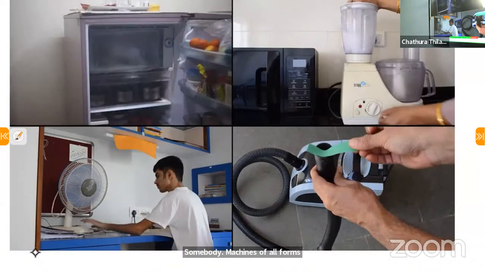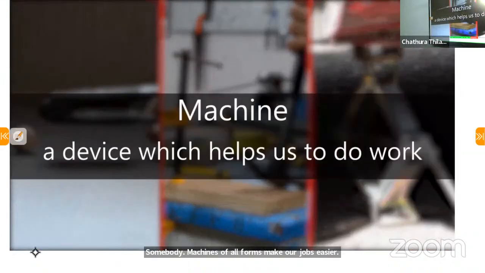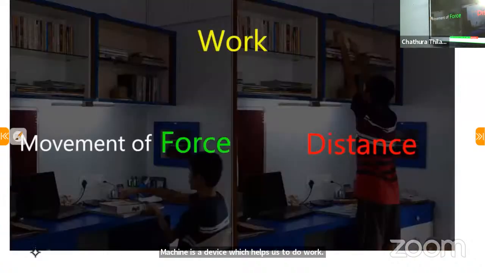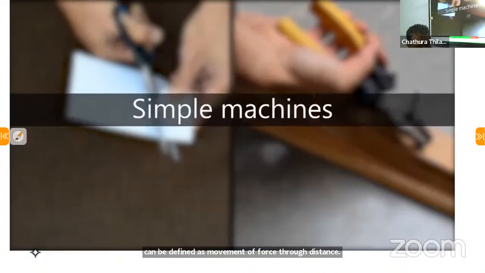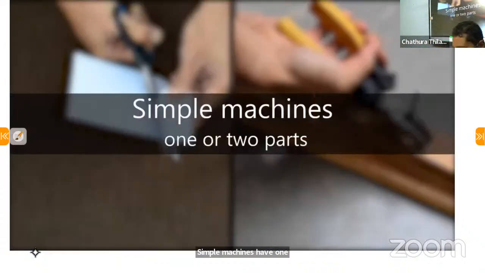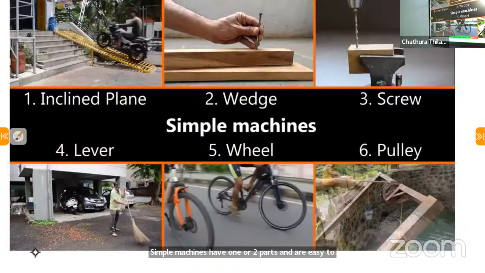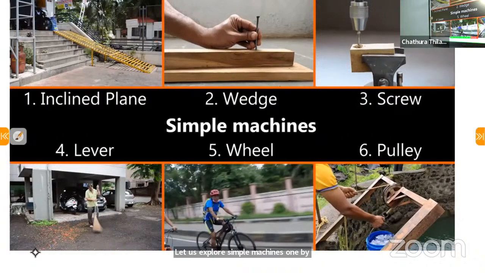Machines of all forms make our jobs easier. Machine is a device which helps us to do work. Work can be defined as movement of force through distance. Simple machines have one or two parts and are easy to operate. There are 6 types of simple machines. Let us explore simple machines one by one.